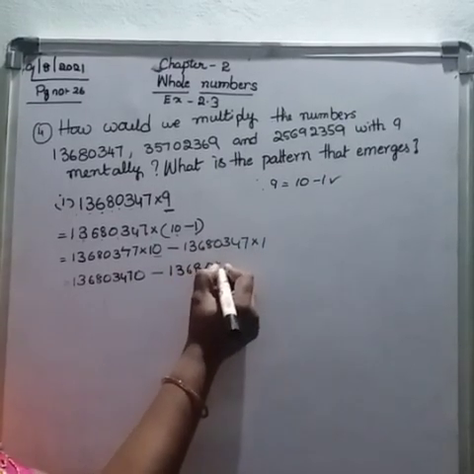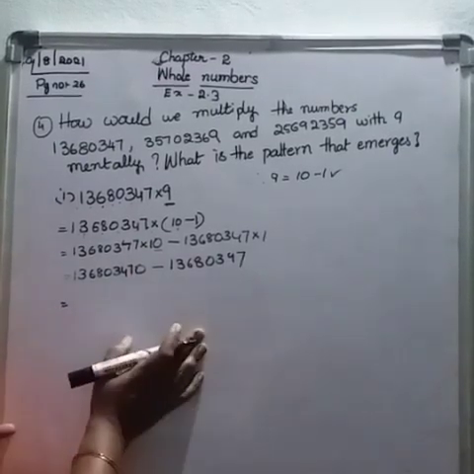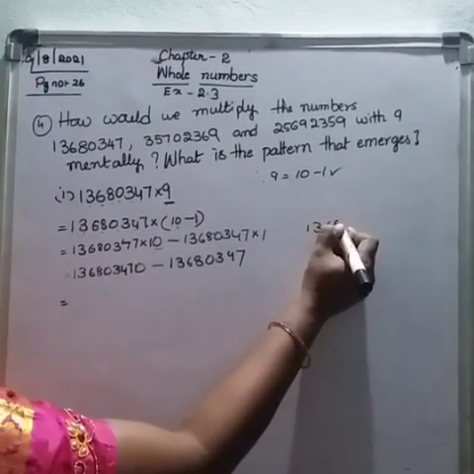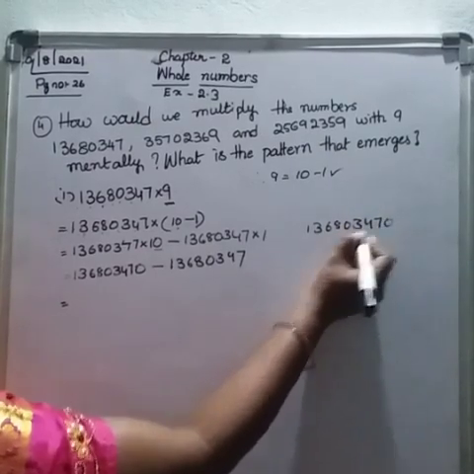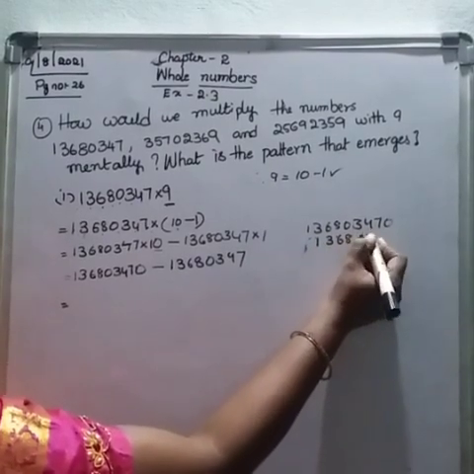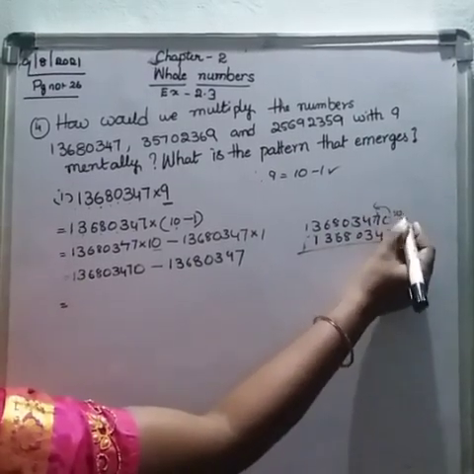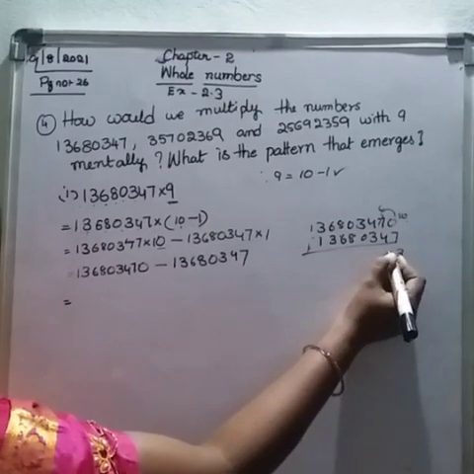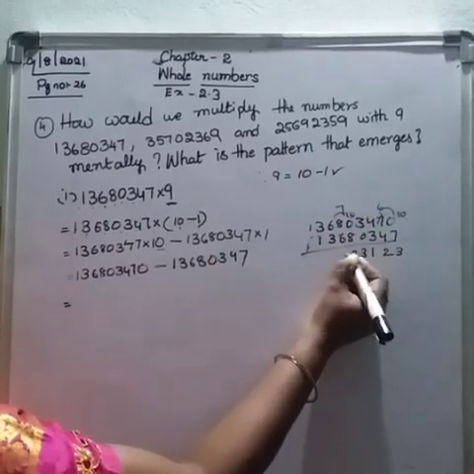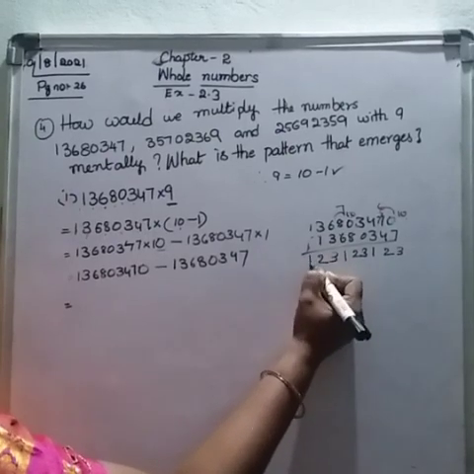Any number multiplied by 1 gives the same number only, no? 13680347. Now subtract these two. Very easy, no? When we arrange this like this, it is very easy to do. 136803470 minus 13680347. Now subtract. 10 minus 7 is 3, 2, 1, 3. 10 minus 8 is 2, 1. Okay, 3, 2, 1, right?